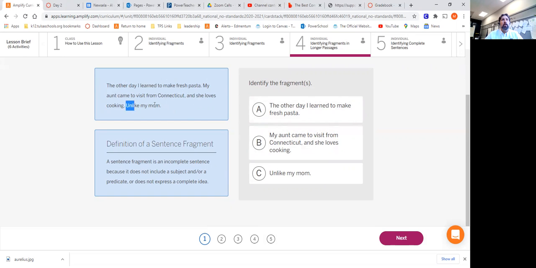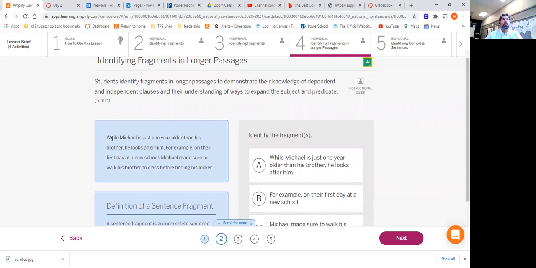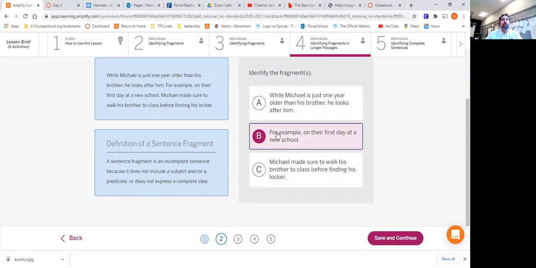Great. "Unlike my mom." What about her? We don't know anything about after that, right? There's no action, just a subject. C is a fragment. "While Michael is just 1 year older than his brother, he looks after him." "For example, on their first day at school," notice how that sounds wrong? Think about it. If I just said, "for example, on the first day at school," and then I walked away, you'd say, yeah, what happened? B is a fragment.